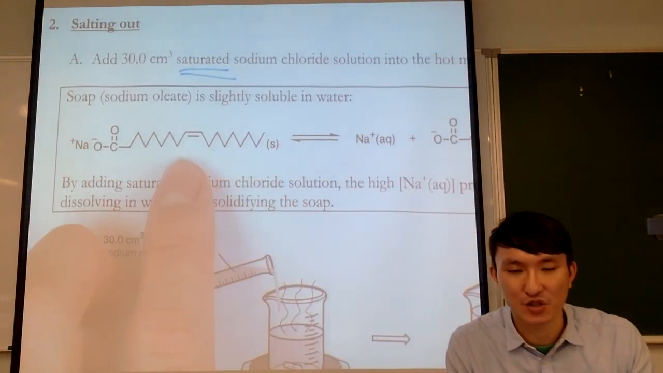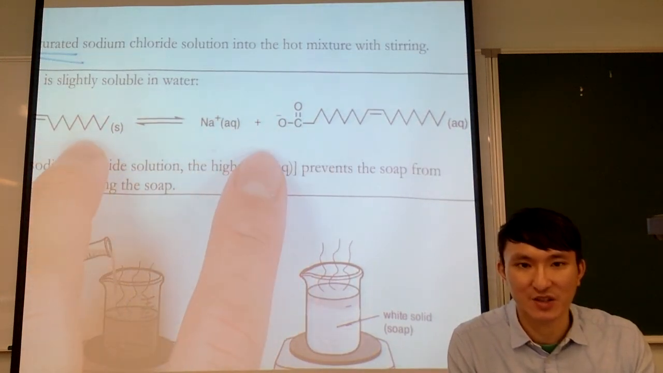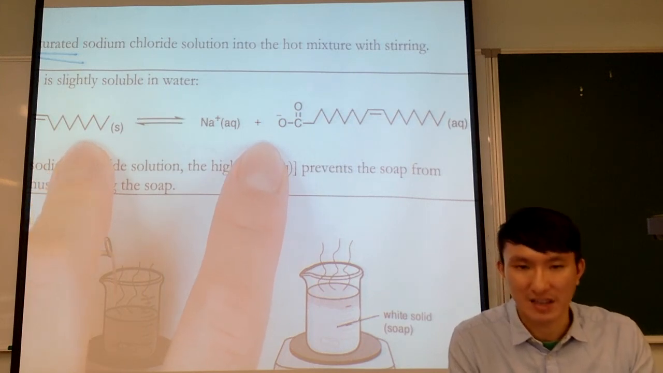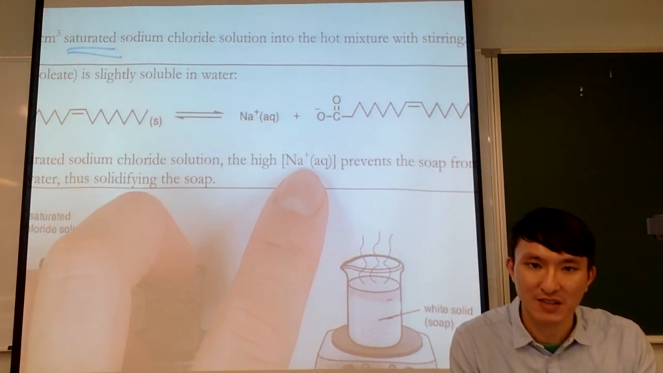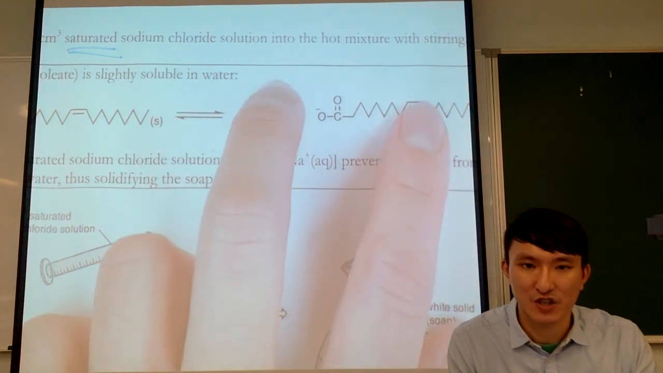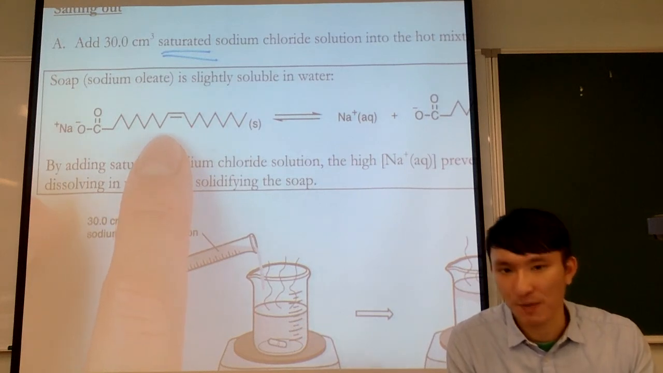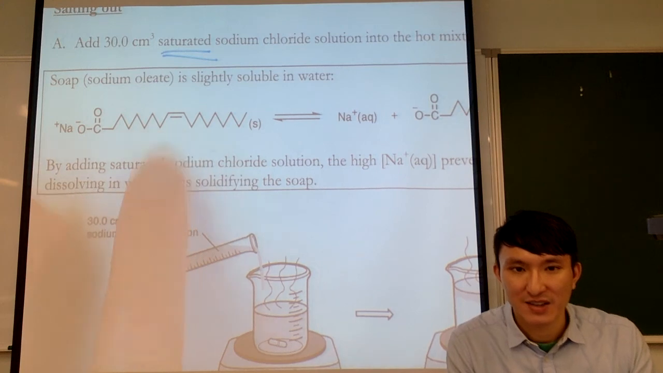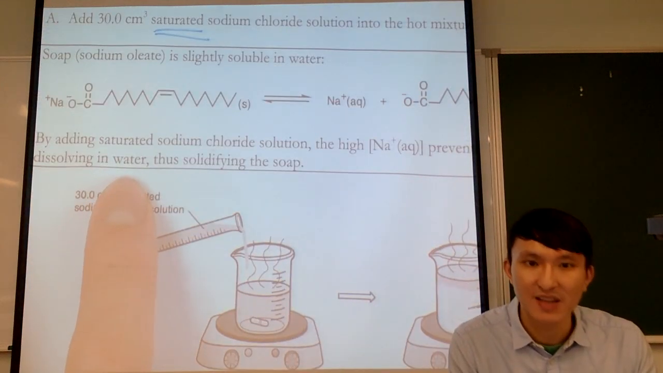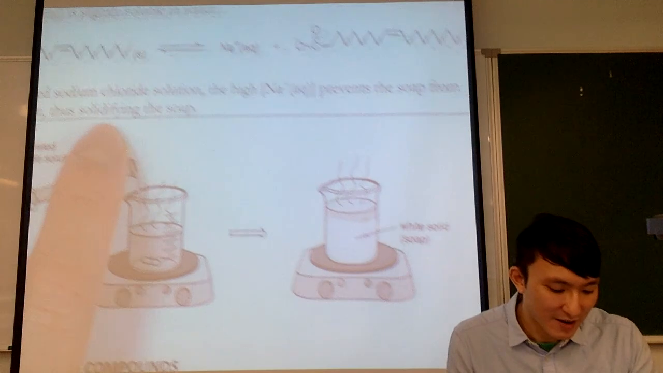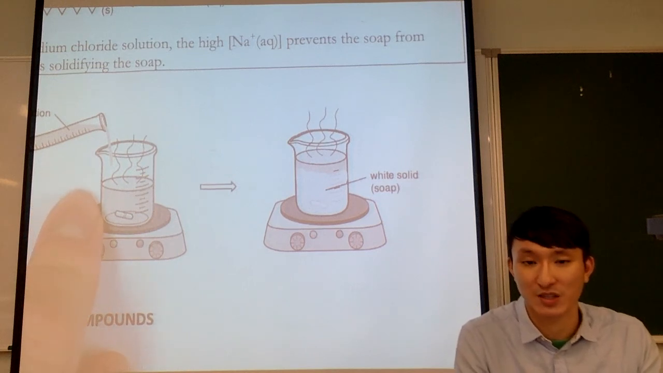The idea is the soap molecules dissolve partially in water, and this is actually a reversible process. You may not yet have learned about equilibrium, but it is slightly soluble in water. When we add a lot of sodium ion, the equilibrium will be shifted to the left-hand side. Basically, it makes the soap much less soluble in water. So by adding saturated sodium chloride solution, the high sodium ion prevents the soap from dissolving in water. Therefore, we solidify the soap. We expect to see a white solid form after adding the saturated sodium chloride solution.